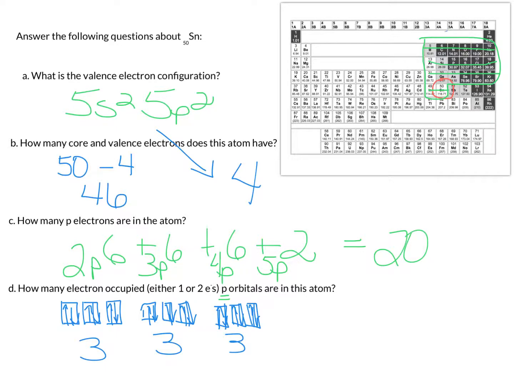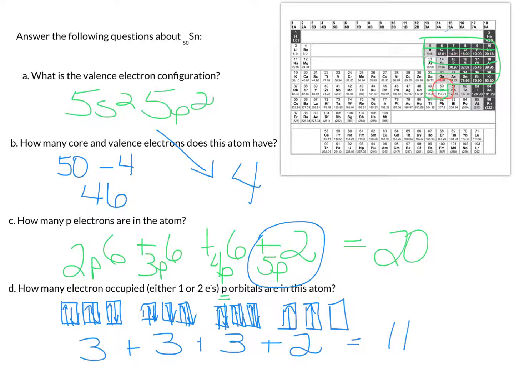Now for the last set, which is the 5p with 2 electrons, we need to remember Hund's rule. Hund's rule says that we need to spread out the electrons among orbitals in sublevels and point them the same direction. So as you can see, we have only occupied 2 of the p orbitals in this particular set. So when you add them all together, we have used 11 p orbitals.